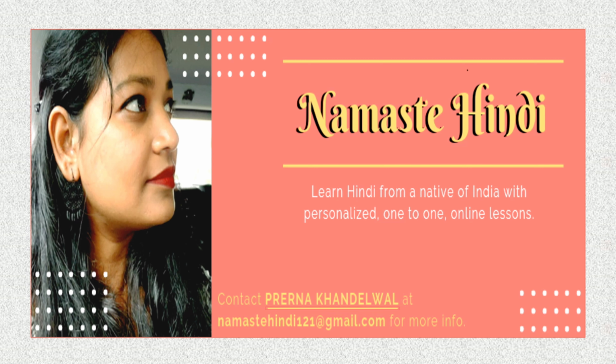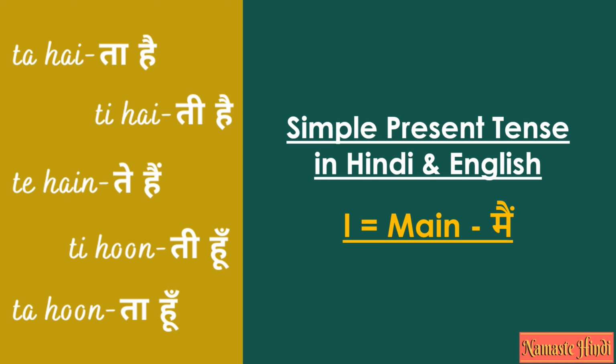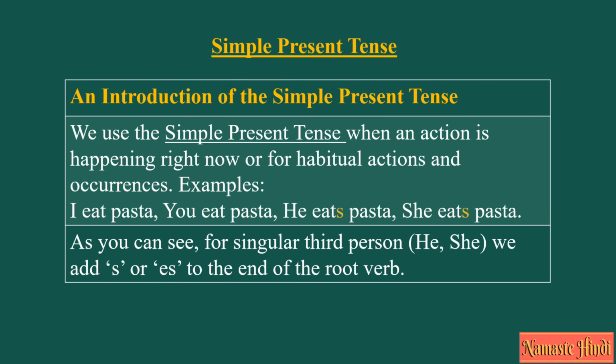Today we are going to learn about simple present tense sentences in Hindi and English. An introduction of the simple present tense. We use the simple present tense when an action is happening right now or for habitual actions and occurrences. Examples: I eat pasta. You eat pasta. He eats pasta. She eats pasta. As you can see, for singular third person, he or she, we add s or es to the end of the root verb. Let's do a quick review of root verbs.